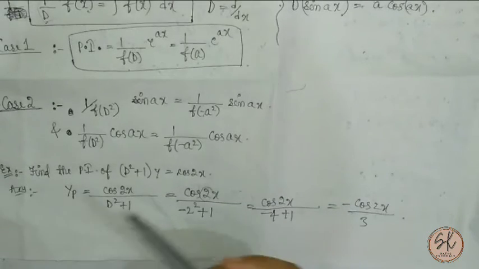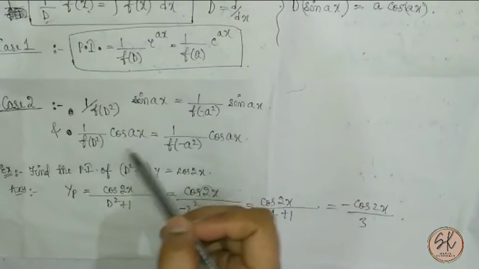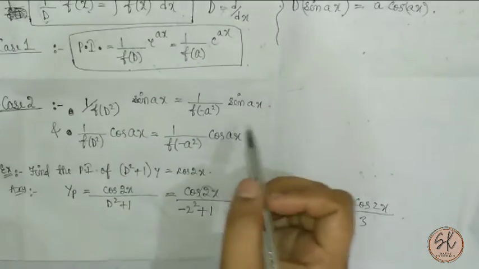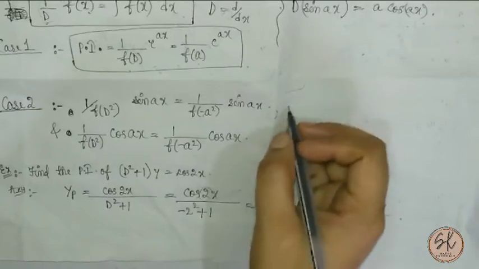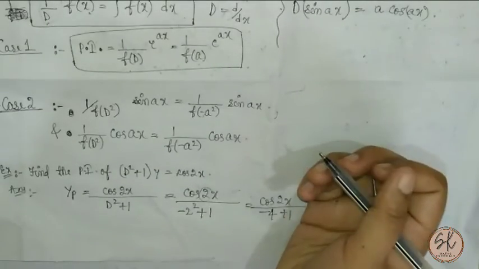This formula is applicable for both sin x and cos x. And this is applicable only when the denominator is not equal to 0.